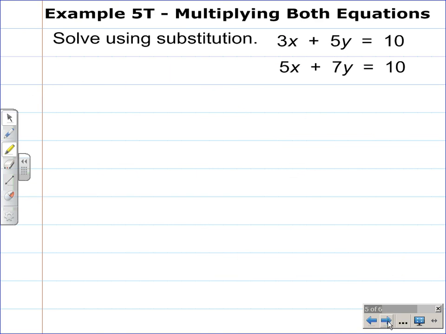Example 5, our final example. The title of this example is multiplying both equations. We're still solving using substitution. The title of this example implies that we're going to end up multiplying both of the original equations by a number so that we can use, and this shouldn't say substitution, this should say elimination.